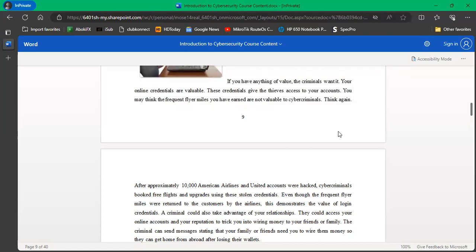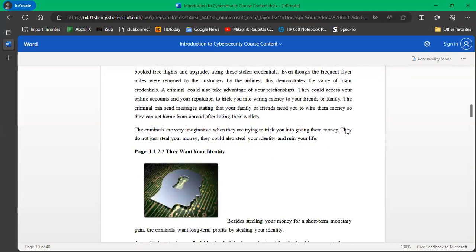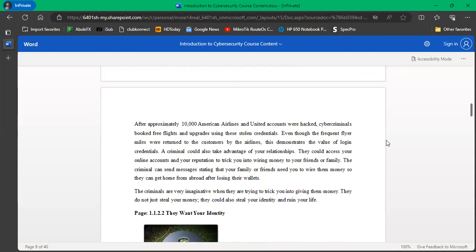After trashing it, some might also go to the trash can and pick it up to make use of your information in any other way they deem fit. Now, approximately 10,000 American Airlines and United accounts were compromised, and cyber criminals booked free flights and upgrades using these stolen credentials. Even though the frequent flyer miles were returned to the customers by the airline, this demonstrates the value of login credentials. And a criminal could also take advantage of your relationships.